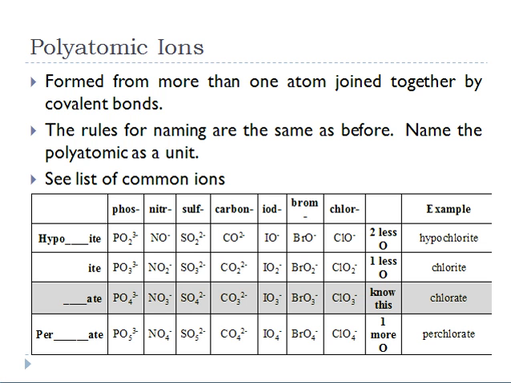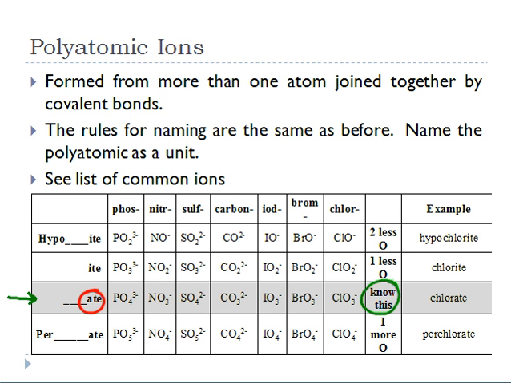So here's your list of common ions. What I think you should do, and I'm going to toggle back and forth between this slide and the next slide, but I've got this highlighted row right here. And I put at the end here that you have to know this one. This is the one you need to memorize. Okay? And it basically tells you all the polyatomic ions that end in ate. Okay? So PO4 3- is phosphate. NO3 1- is nitrate. SO4 2- is sulfate. So those are the ones that you should memorize.